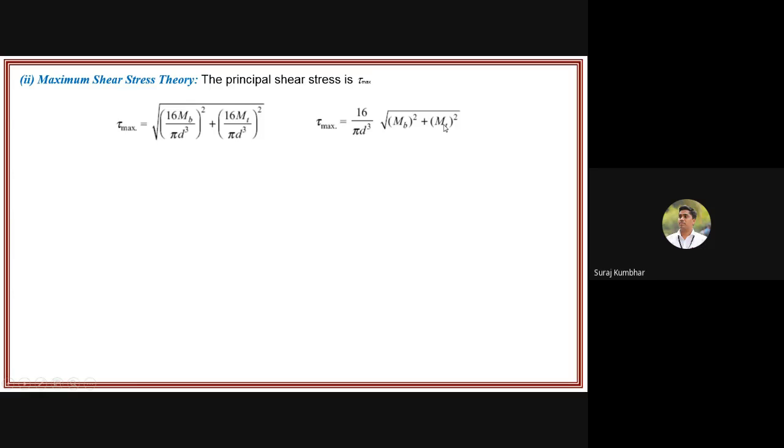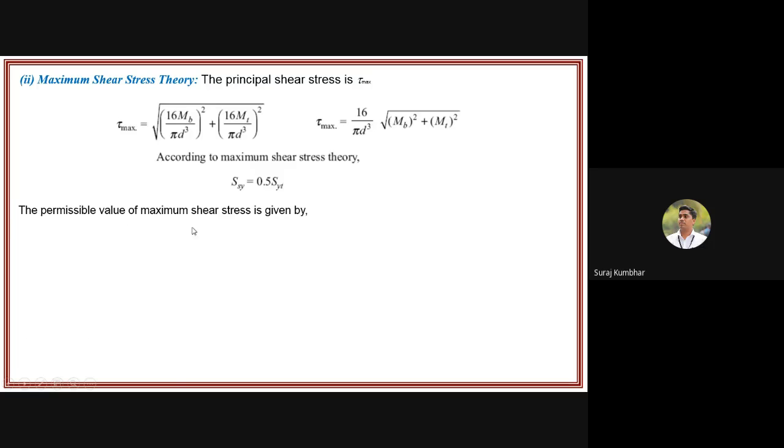Are you getting these equations? Yes. So tau max is equal to 16 upon pi d cube into square root of Mb square plus Mt square. According to the maximum shear stress theory, the yield strength in shear is equal to 0.5 times the yield strength in tension. That relation you already know.